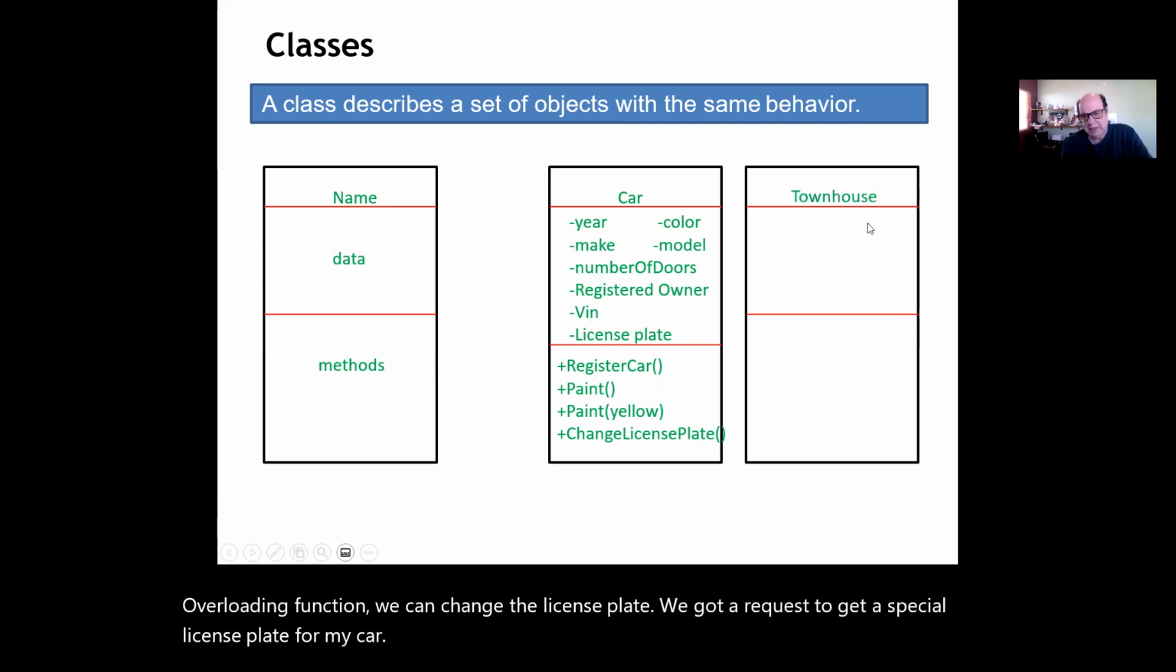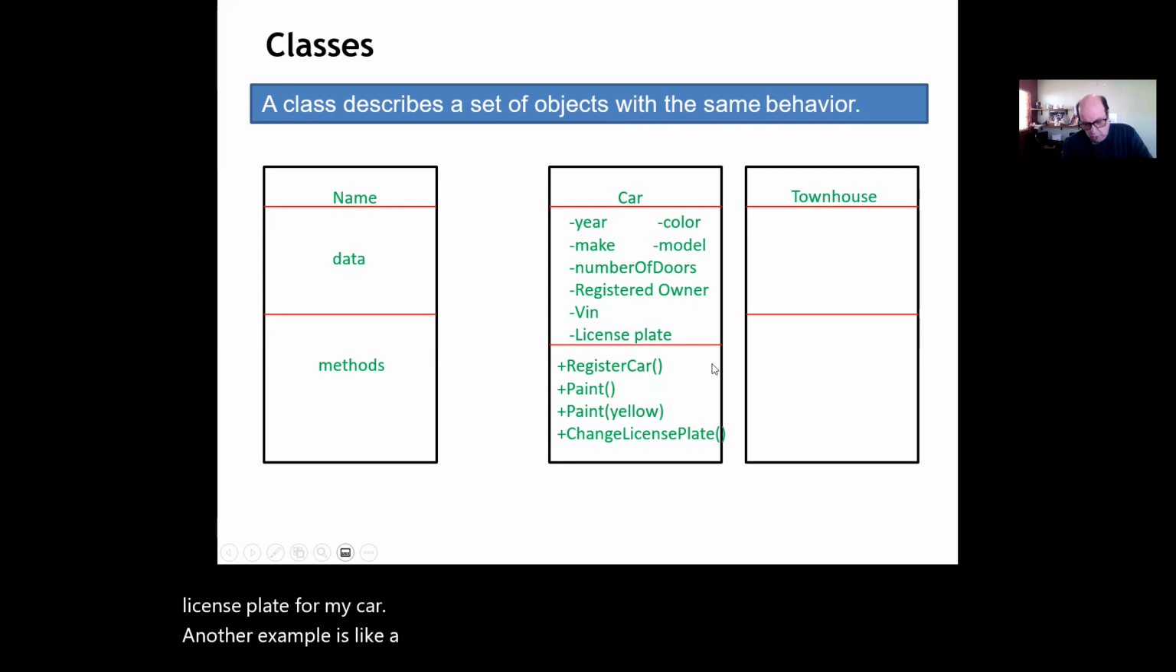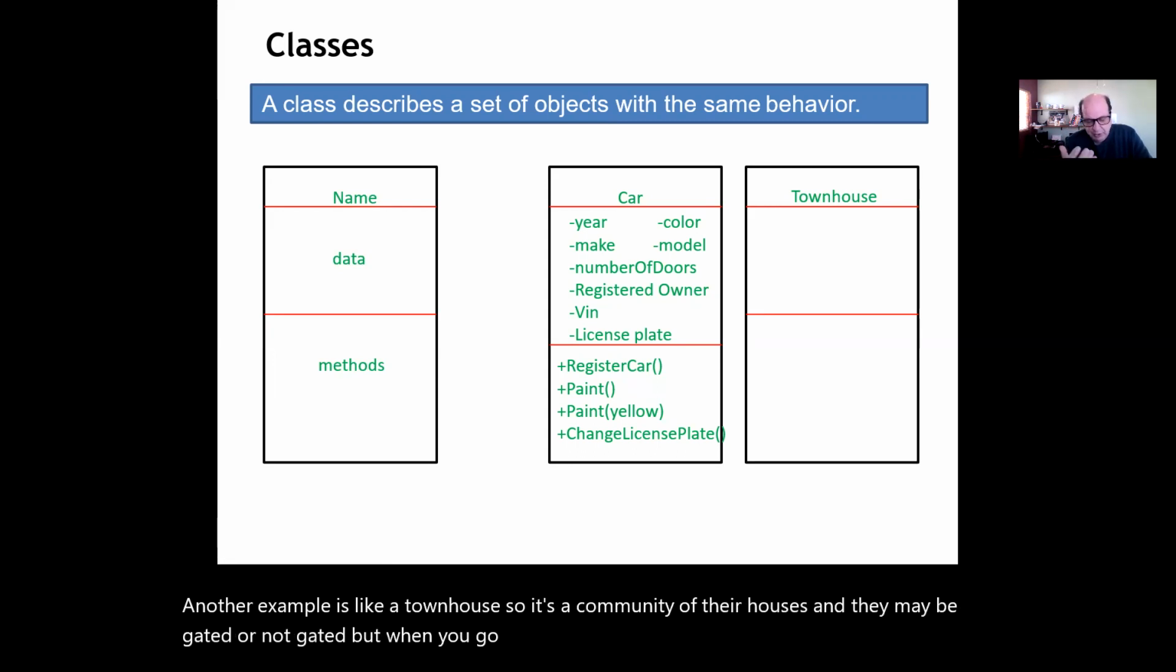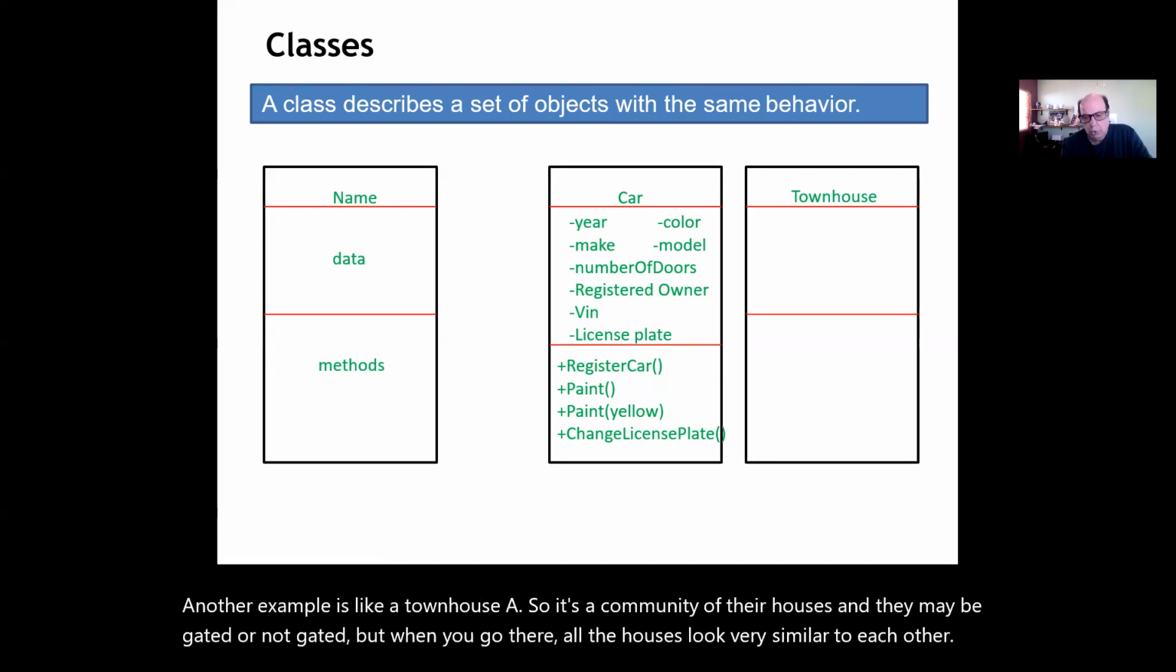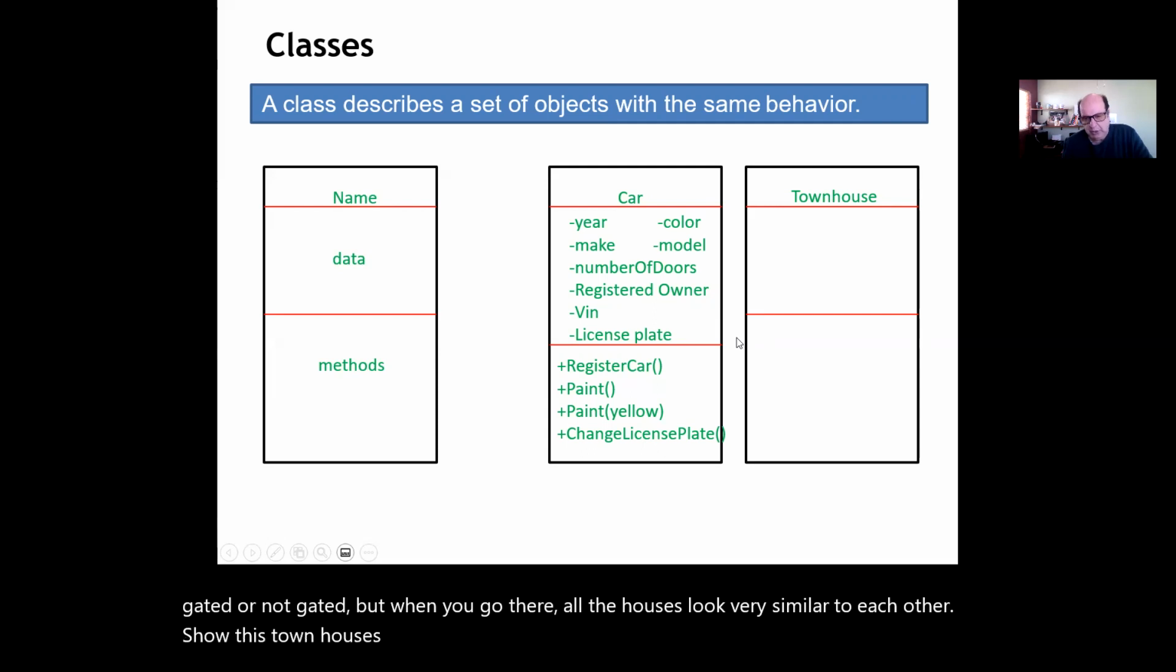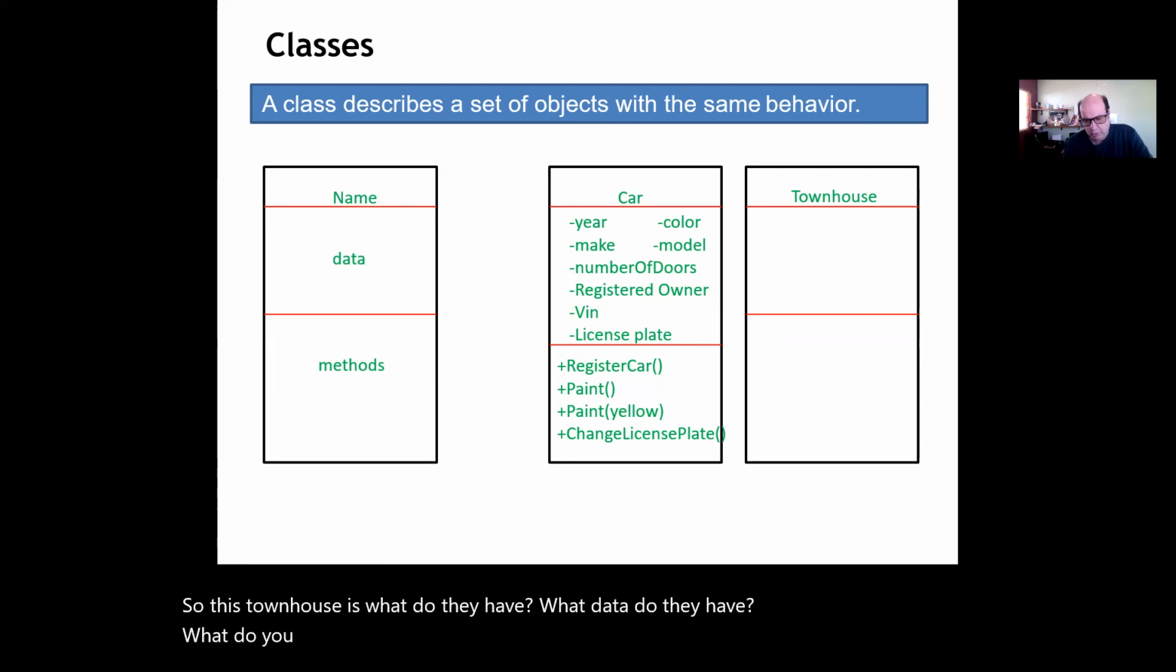Another example is a townhouse. It's a community of houses. They may be gated or not gated, but when you go there, all the houses look very similar to each other. So these townhouses, what do they have? What data do they have? What do you think that we need for the house? What data do we have?